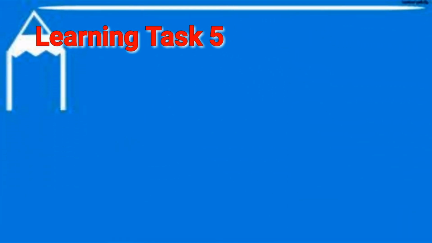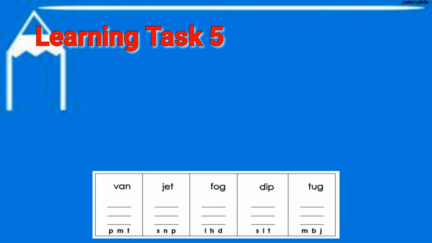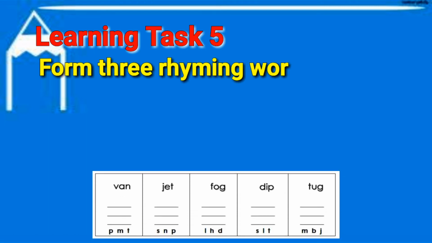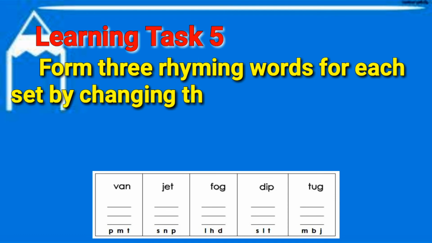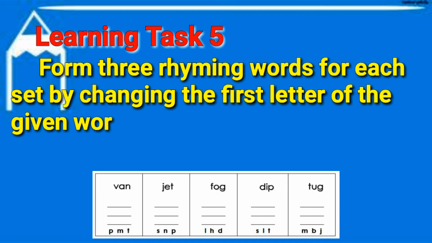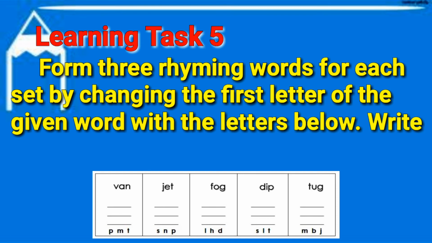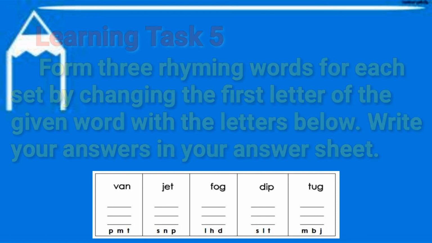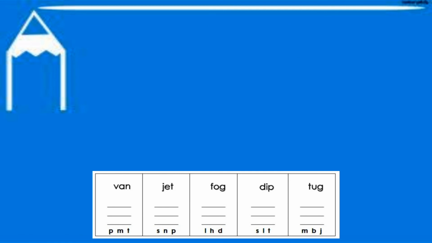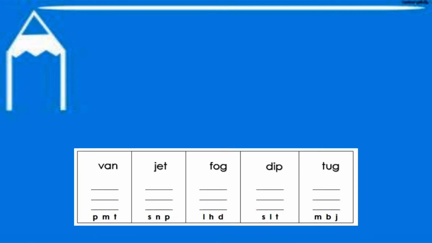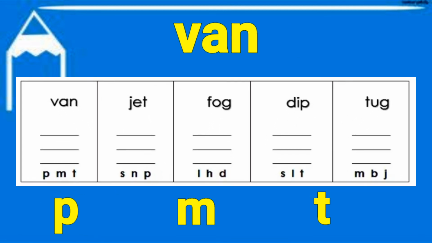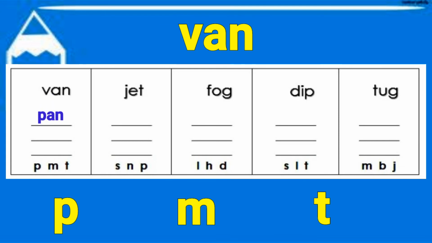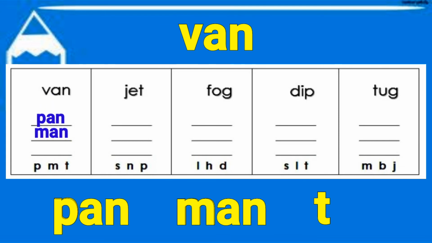Learning test number 5. Form 3 rhyming words for each set by changing the first letter of the given word with the letters below. Write your answers in your answer sheet. Let's read the 3 words that we formed out of the word van. Pen, man, ten.